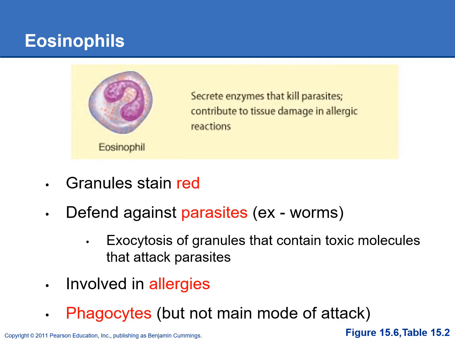The eosinophils are another one of our granulocytes. Their granules stain red, and their big job is to defend against parasites, for example intestinal worms. They're also involved in allergies, where they go in and clean up some of the mess. They are phagocytic, but that's not their main job.